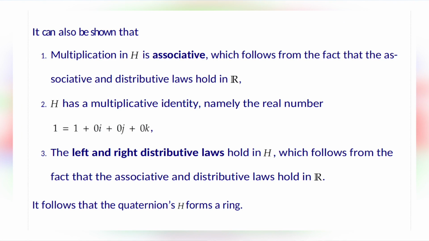It can also be shown that multiplication in H is associative, which follows from the fact that the associative and distributive laws hold in R. H has a multiplicative identity, namely the real number 1, which is equal to 1 plus 0i plus 0j plus 0k. The third one is that the left and right distributive laws hold in H, which follows from the fact that the associative and distributive laws hold in R. It follows that the quaternions H form a ring.